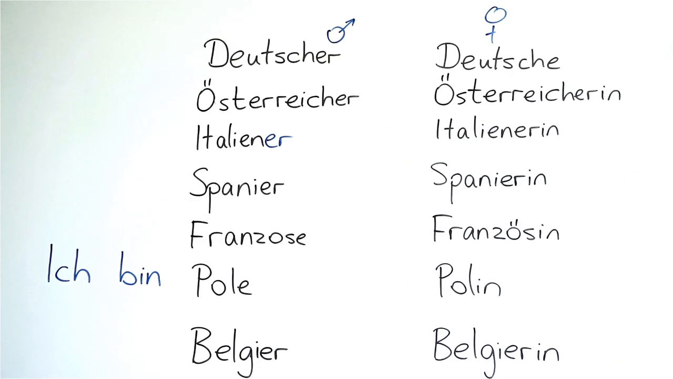Now here, if I want to mention the nationality, let's say I'm German, I'll say ich bin. So ich bin stands for I am. Please repeat after me. Ich bin Deutscher. Ich bin Deutsche.